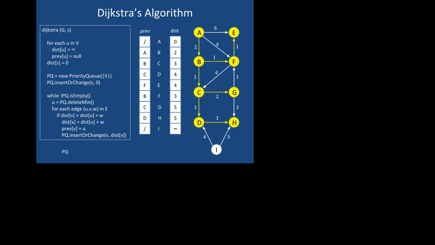So, we made a single pass using the Q. It's a lot like breadth first search. The only difference is the order in which we consider the vertices is governed by the priority queue, not by the queue. So it's not first in, first out. It's smallest in, first out.